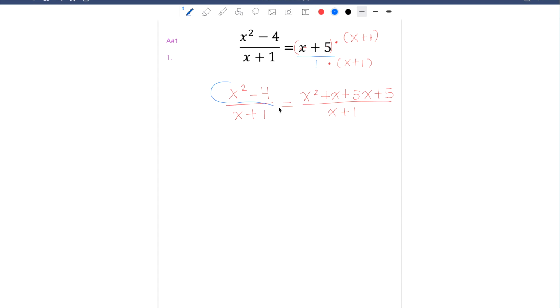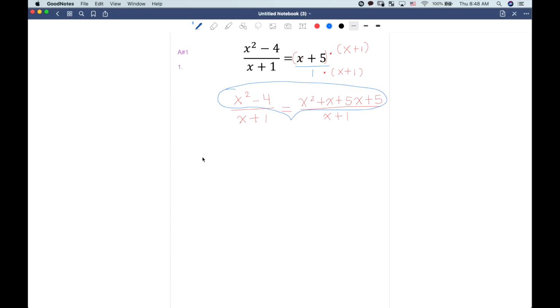And all you have to do is focus on the numerator. So I'm going to rewrite the numerators. x squared minus 4 equals x squared plus x plus 5x plus 5. And I'm going to start solving for x. I'm going to first combine like terms here, and I'm going to subtract the x squared. So that cancels out here, cancels out here.